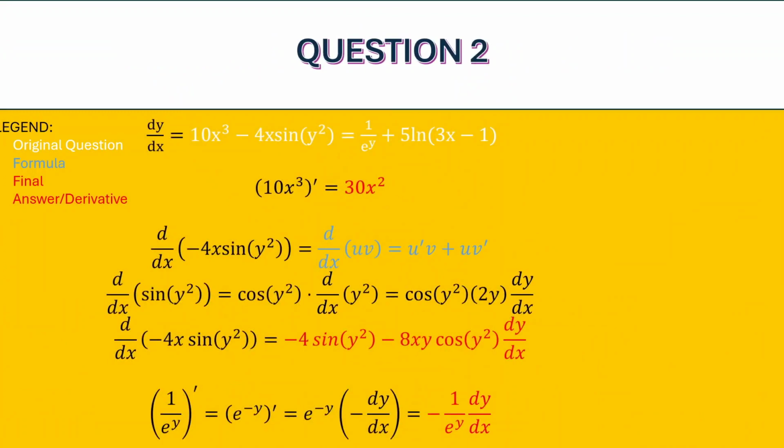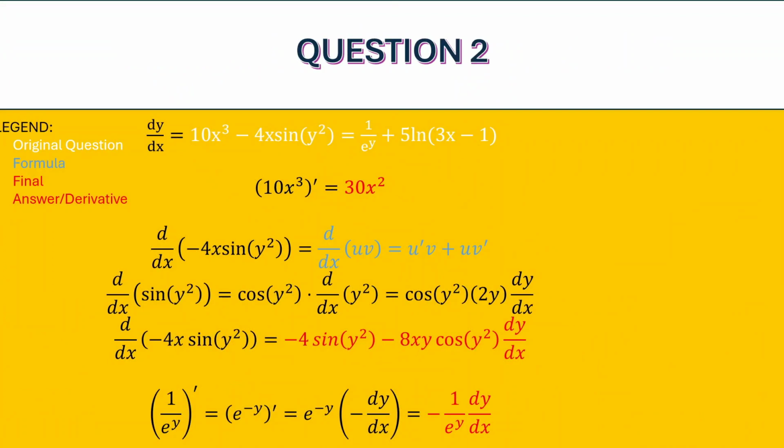Alright, next up is question 2, where the question asks to find dy/dx for 10x^3 - 4x sin(y^2) = 1/e^y + 5 ln(3x-1), using implicit differentiation. First up, we have to find the differentiation of each function.